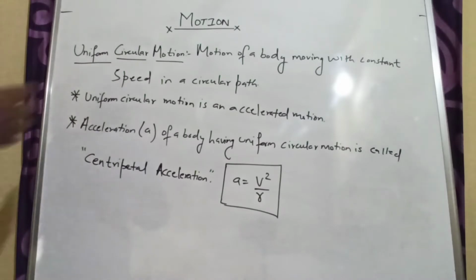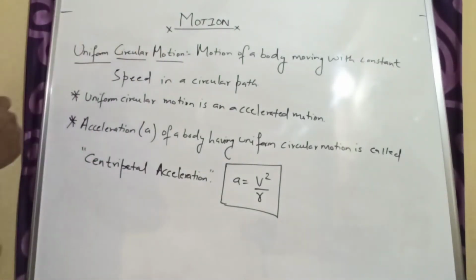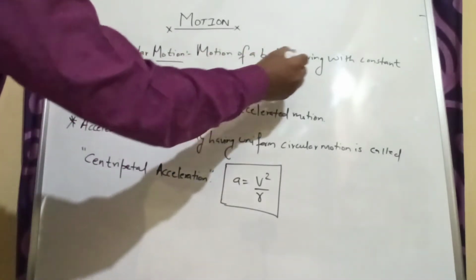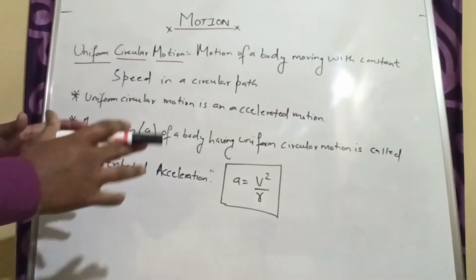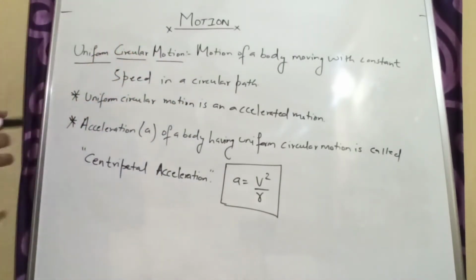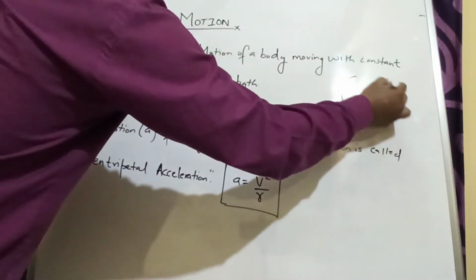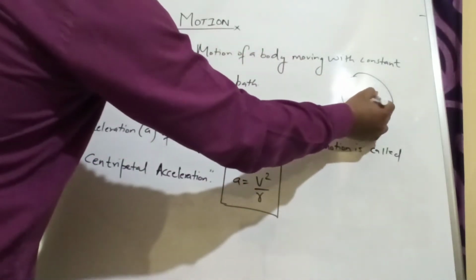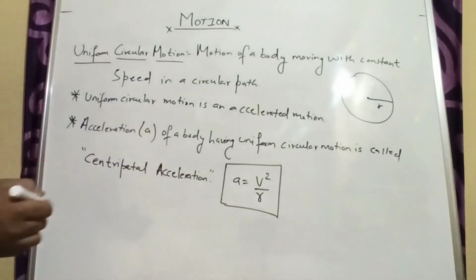Now come to the next topic of this chapter. This is uniform circular motion. What do you mean by uniform circular motion? Motion of a body moving with constant speed in a circular path is uniform circular motion. Keep this in mind. For example, this is the circular path. Obviously, if there is a circular path, then it will have some radius. Say this is r, small r.